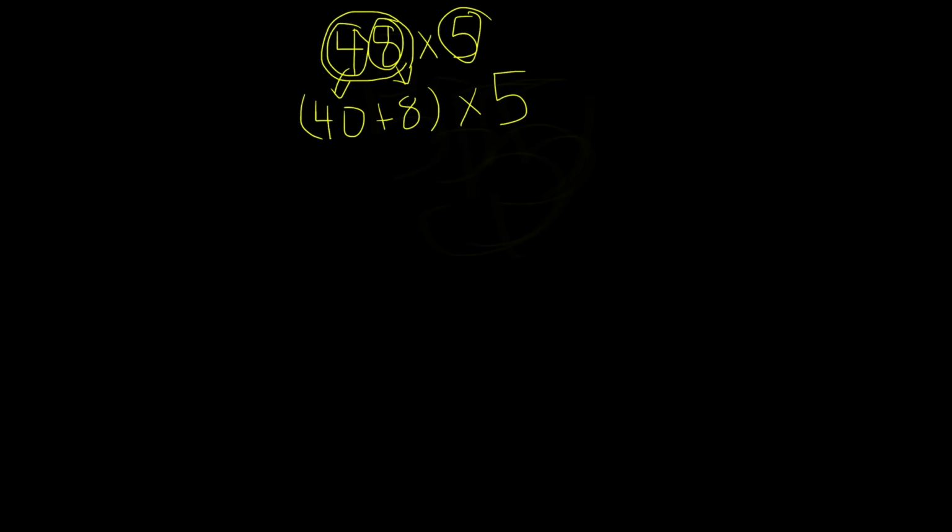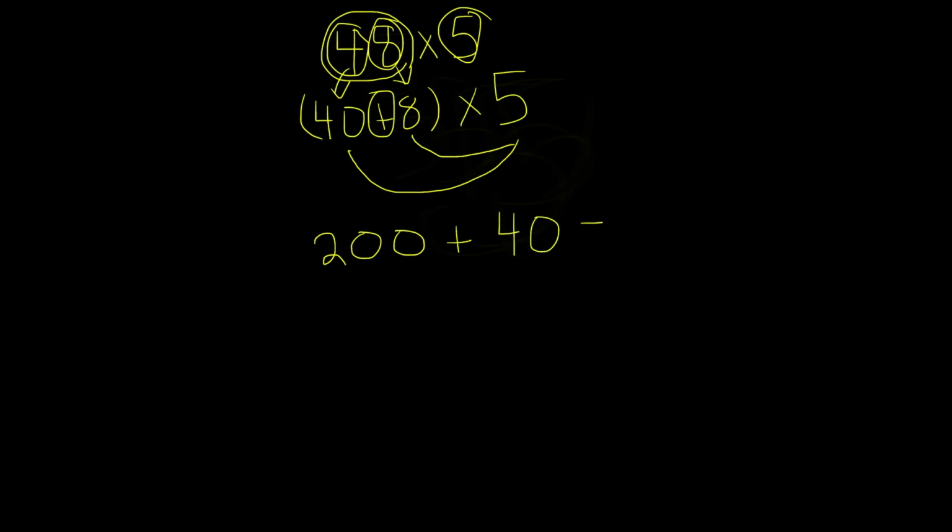And now to solve this problem, we actually have to distribute the 5 to both terms. And what that means is we have to multiply the 5 with both terms. So we're going to multiply 5 and 40 as well as 5 and 8. What's 5 times 40? That would be 200 plus, because we have a plus sign here, 5 times 8, which is 40. And this is equal to 240. So as you can see, we use the distributive property of multiplication to solve this problem.